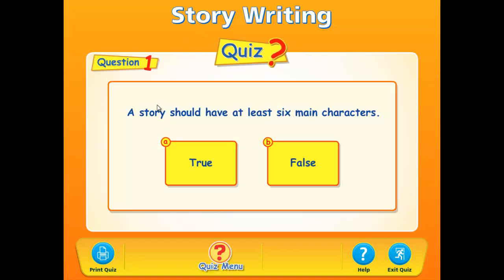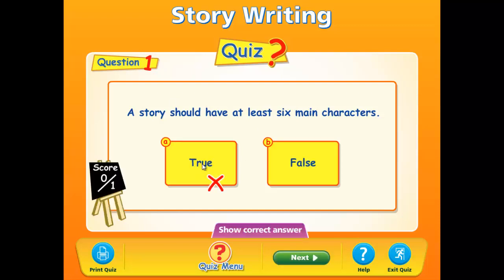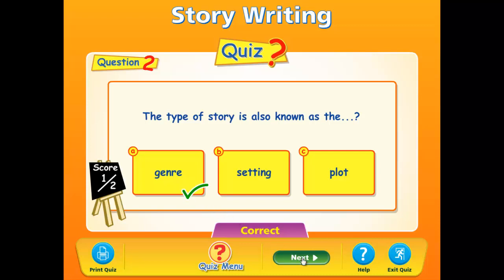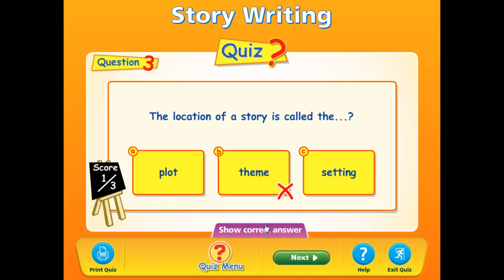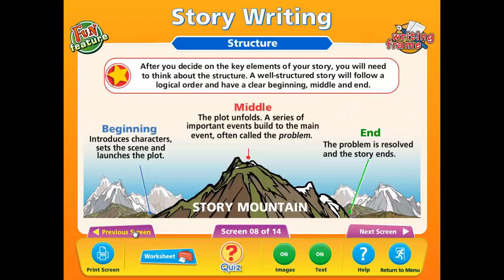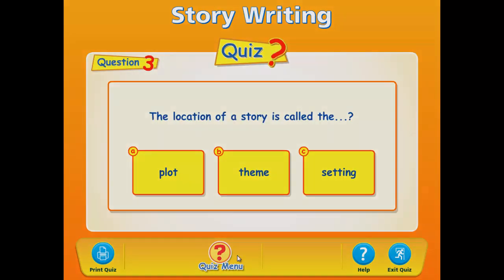Starting with question 1, there's a simple true or false question which can be answered by clicking one of the buttons. To navigate to the next question, you click on the next button. If the question is answered incorrectly, you can show the correct answer or exit the quiz and go back to the presentation area to find the correct answer. This is a great tool for self-assessment and self-led learning.